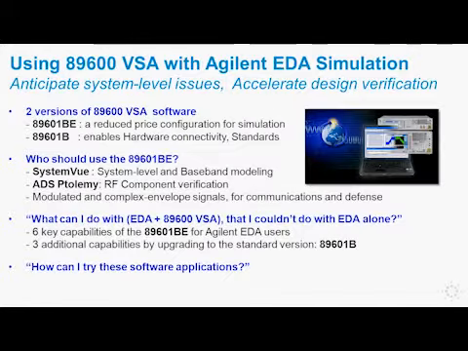In this video, you've seen 2 versions of the 89600 VSA software. One, the 89601BE, a reduced price configuration expressly for ADS and SystemVue users, as well as the 89601B, the full hardware connectivity version. Both SystemVue and ADS Ptolemy users can use the VSA throughout the entire design cycle to anticipate system-level performance issues and begin design verification as early as the algorithmic phase. This is particularly important for modulated and complex envelope systems in both communications and defense.